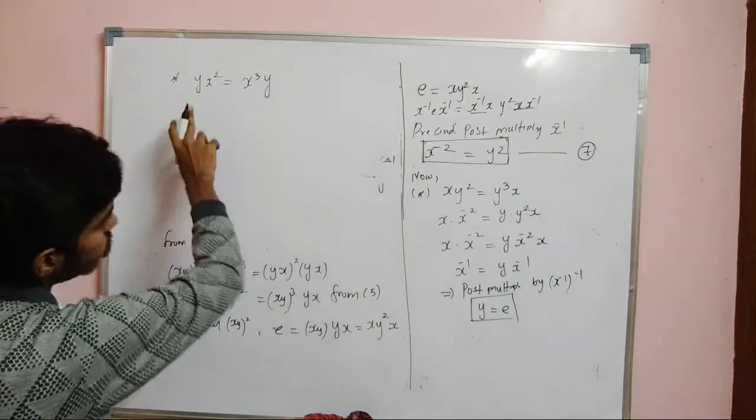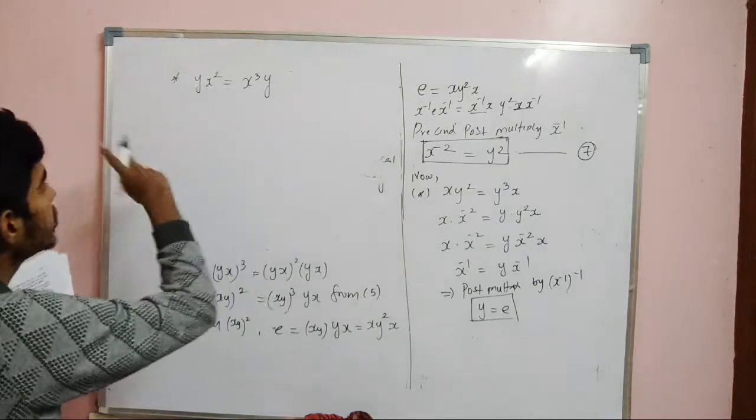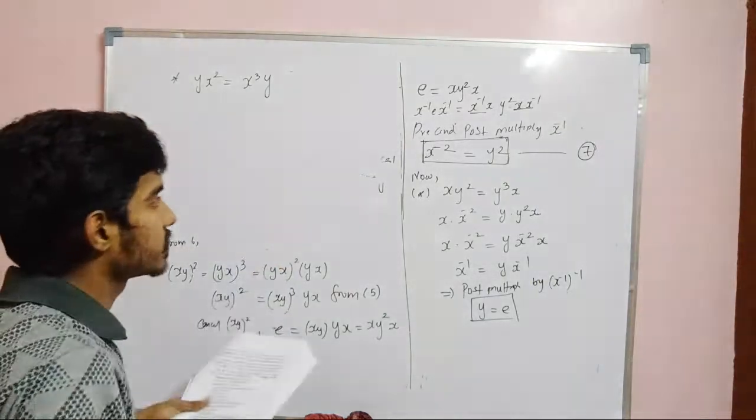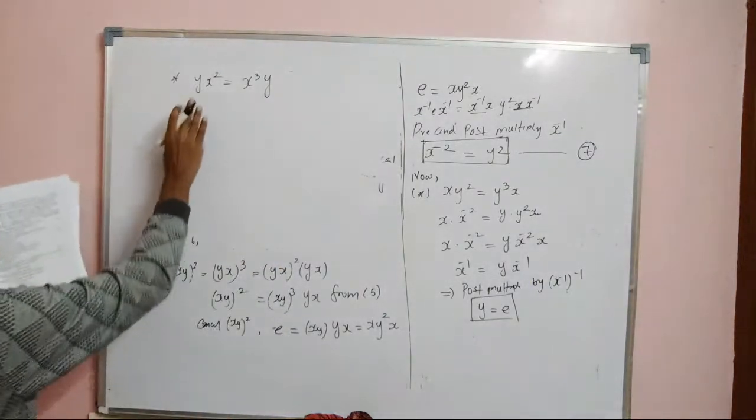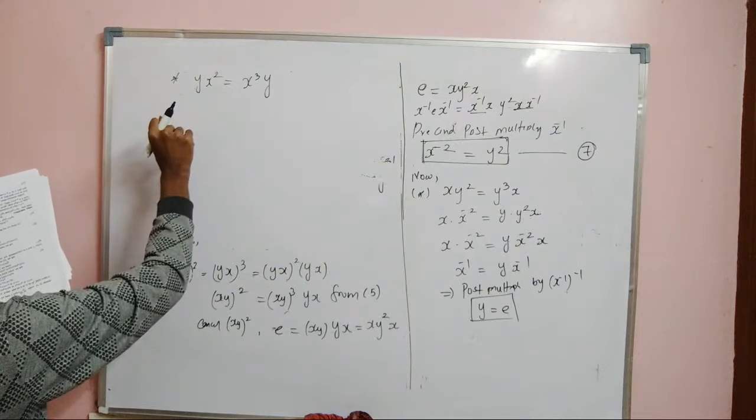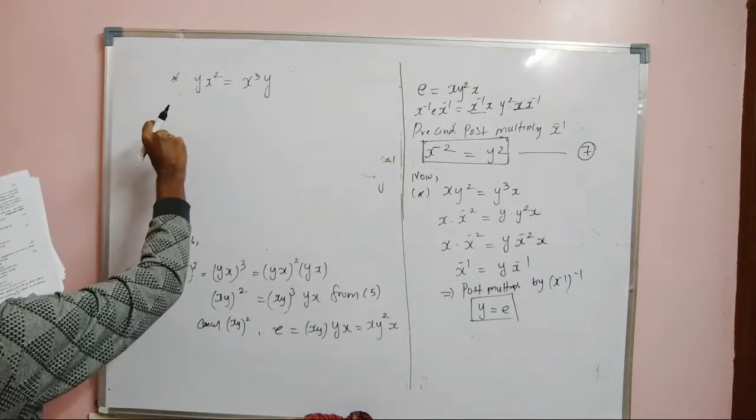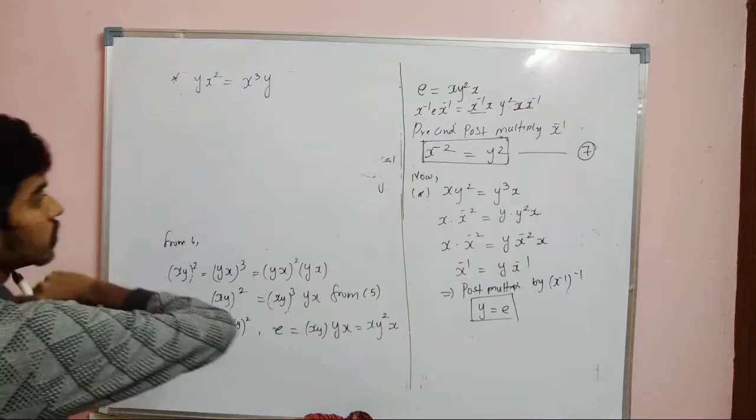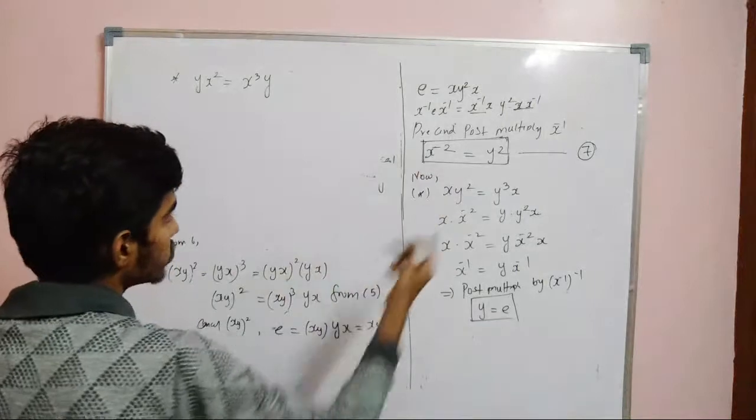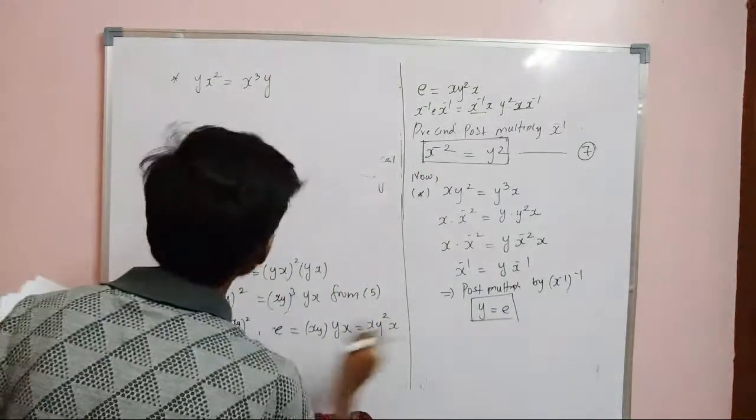So we need to transform everything in terms of x. So what we will do is we will write y in terms of x, right? Y in terms of x. So this will be y x square is equal to x cube by x power minus 2, is equal to, okay, here we have y is equal to e, right?